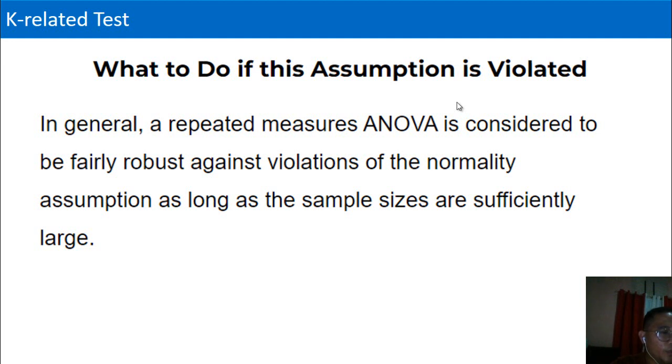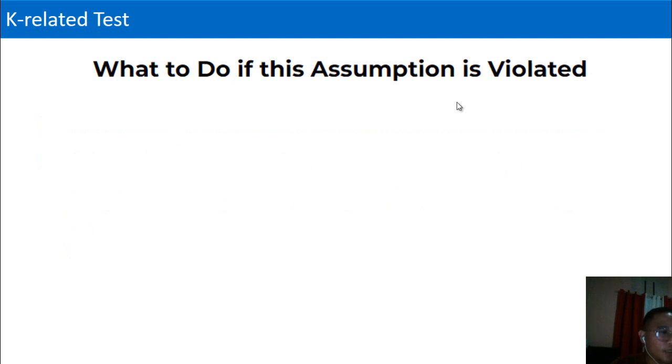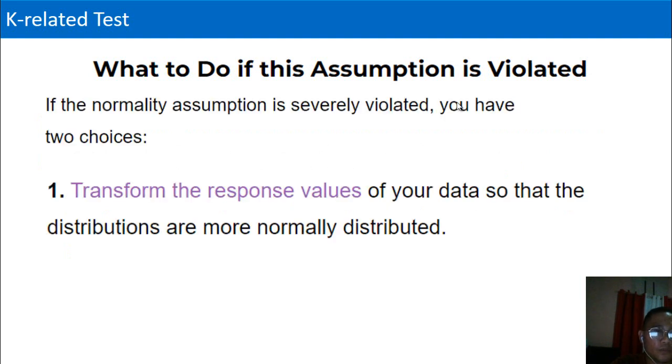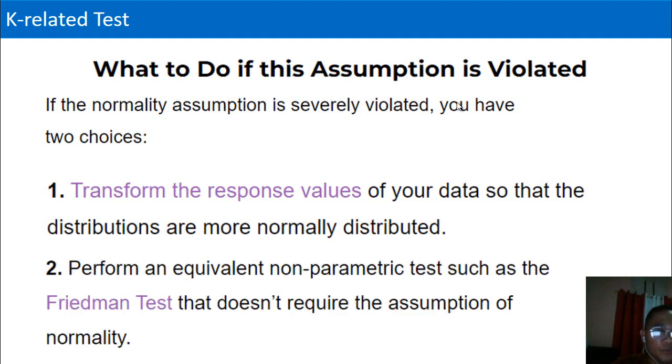So what to do if the assumption is violated? The first one is you're going to transform the response values of your data. There are many ways to transform the response values, but the most common and pwedeng makaya manually is to use the natural logarithm of the data. So gamitan lang ng Excel. Or you can perform an equivalent non-parametric test such as the Friedman test that doesn't require the assumption of normality.